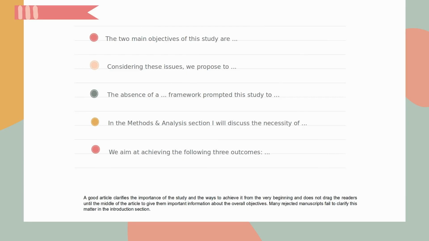A good article clarifies the importance of the study and the ways to achieve it from the very beginning and does not drag the readers until the middle of the article to give them important information about the overall objectives. Many rejected manuscripts fail to clarify this matter in the introduction section.